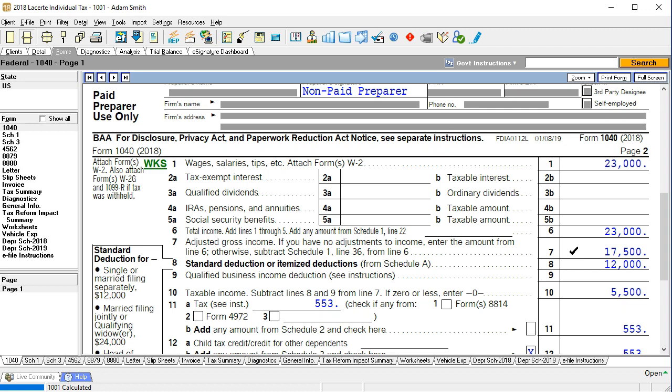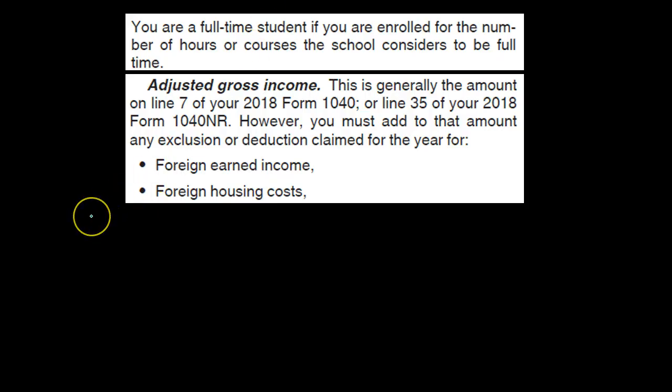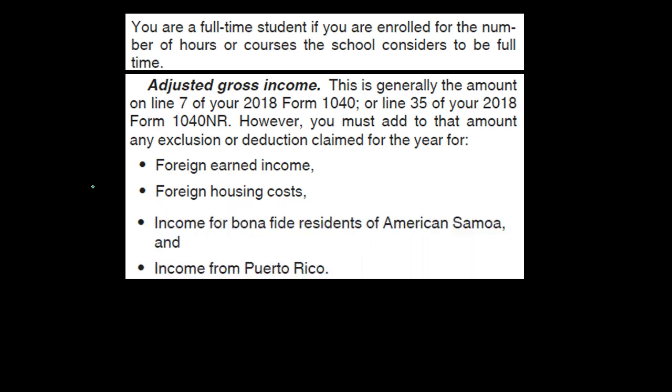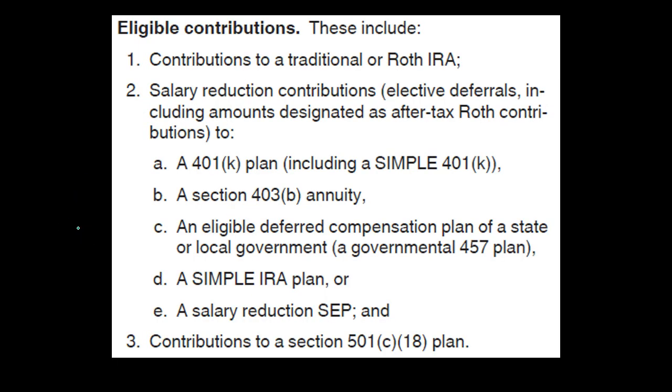Note that if it's modified, then we have certain modifications in accordance with that calculation here, those being foreign earned income and foreign housing costs. Oftentimes those two don't affect many taxpayers, but they affect some, and in those cases need to be taken into consideration. We also have income for bona fide residents of American Samoa and income from Puerto Rico.